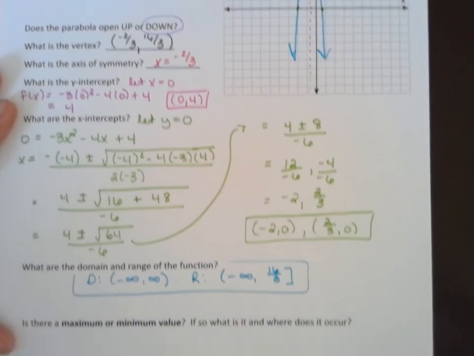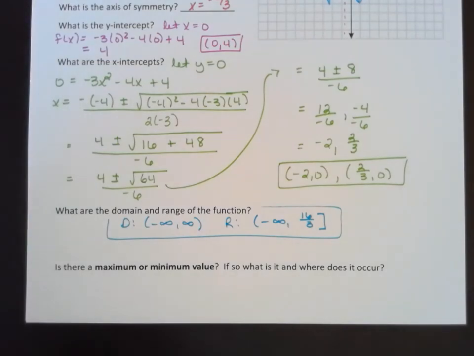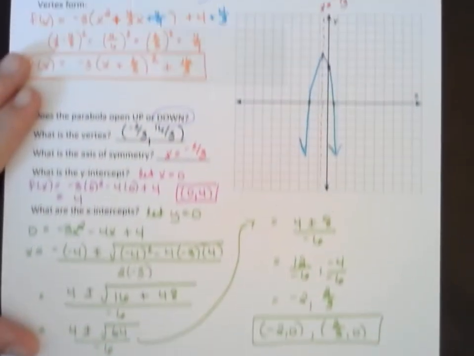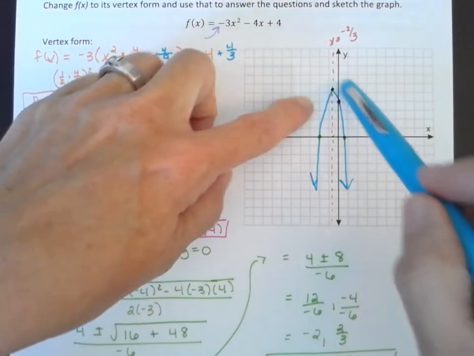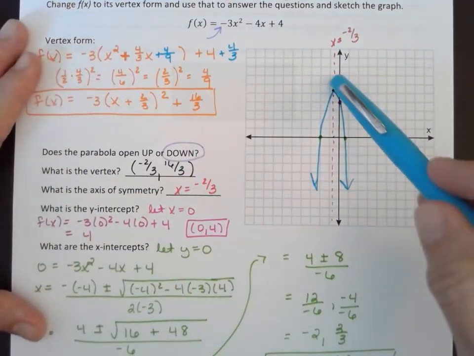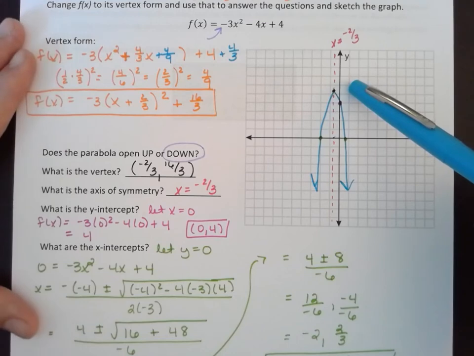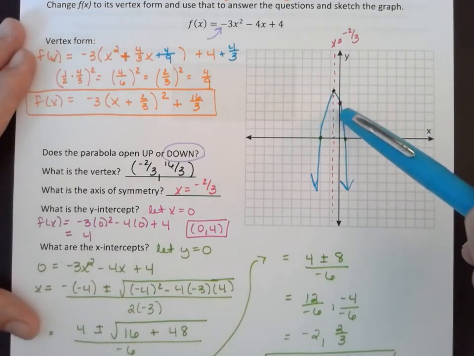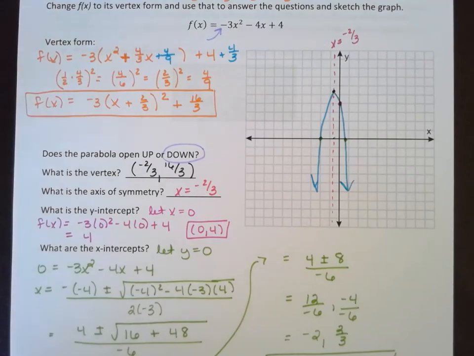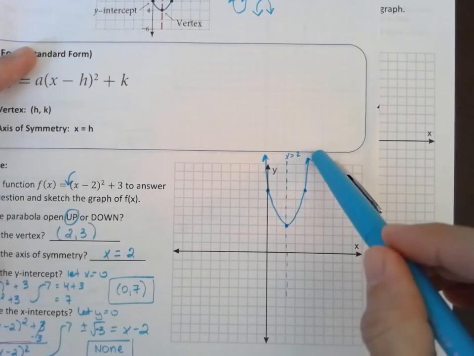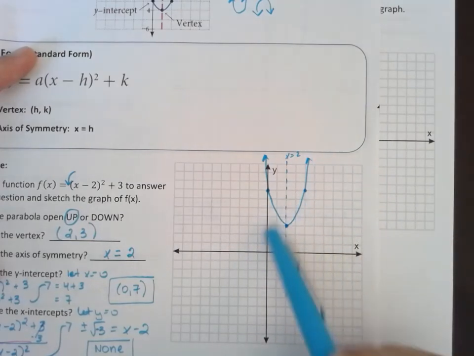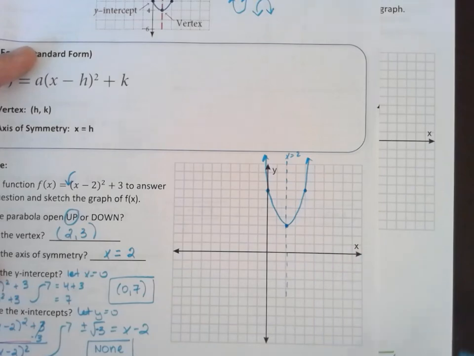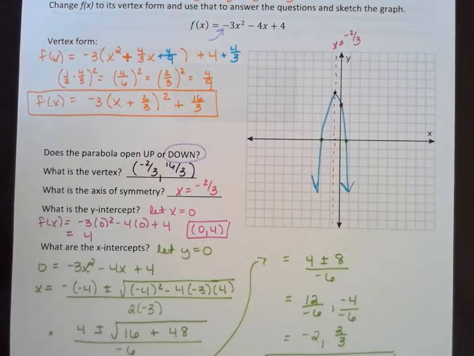So this particular problem asked us one more question. Is there a maximum or minimum value? If so, where is it and where does it occur? So you can see looking at this graph that the parabola opens down. Since the parabola is opening down, we do have a topmost point. That means we have a maximum. If our parabola opened up, like this one did, see how this parabola opens up? We would have a lowermost point. So we would have a minimum in this case. So here we do have a maximum.